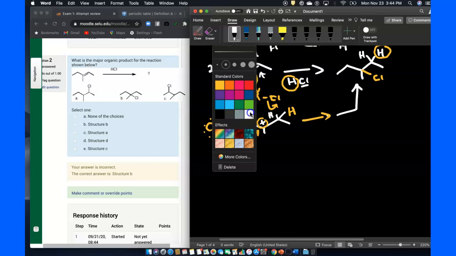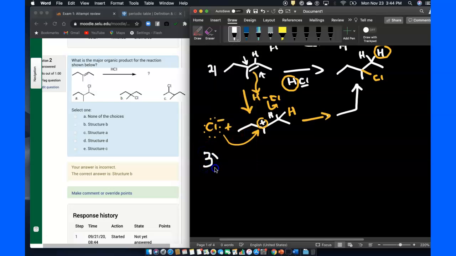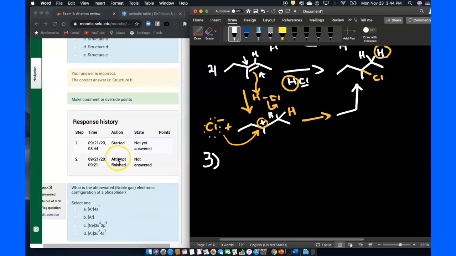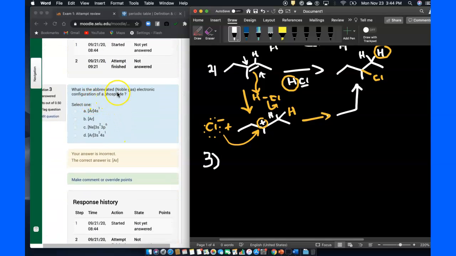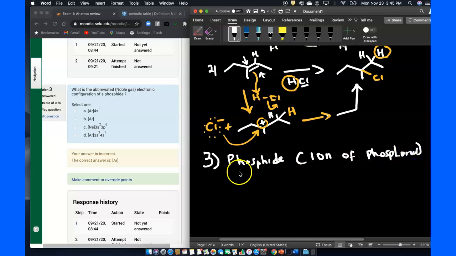Let's look at question 3. It says, what is the abbreviated noble gas electronic configuration of a phosphide? Phosphide is the catch. This simply means this is an ion of phosphorus. That's what a phosphide is. So knowing that, we know phosphorus is a nonmetal, so it reacts by gaining. P, the phosphorus, has an atomic number, we use Z. It has an atomic number of 15.